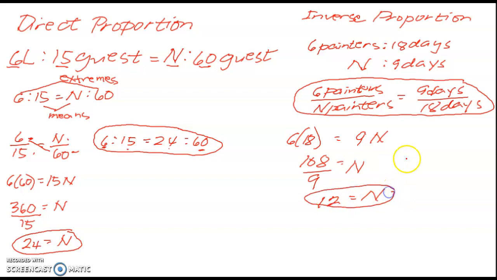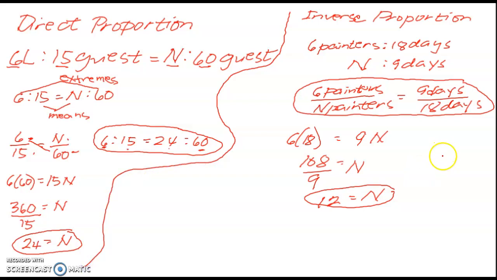Make sense ba na kapag ka 6 painters ang gagawa ng 18 days, 12 painters can do it in 9 days? Yes. Okay. Doable siya. Kaya niyang gawin kapag ka 12 ang mga painters na gagawa. So, this is for the indirect proportion.